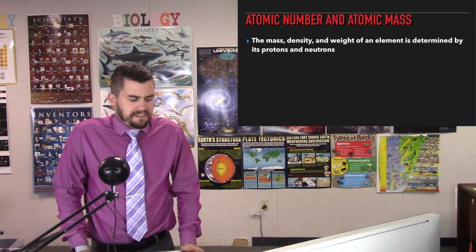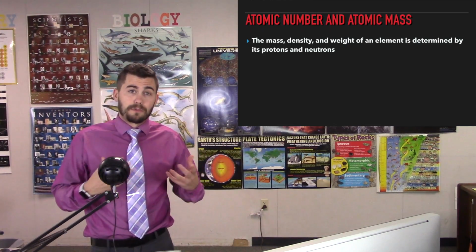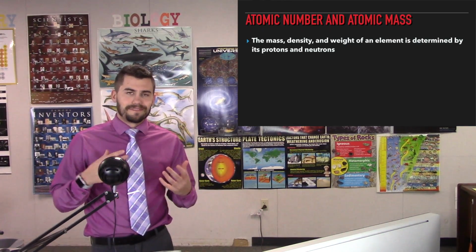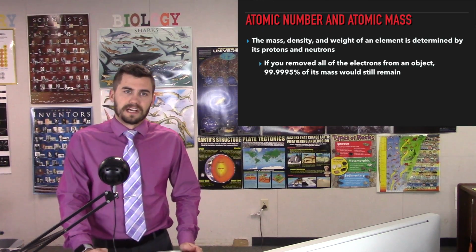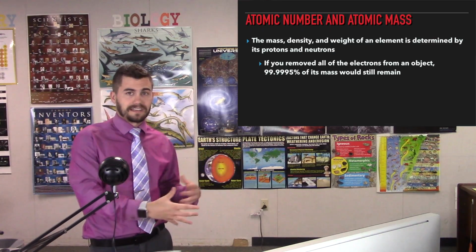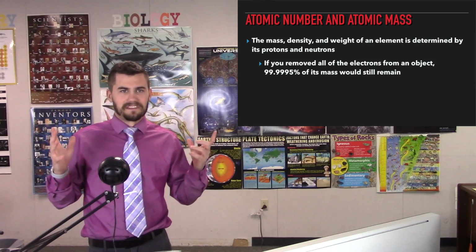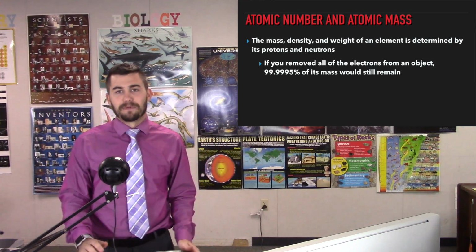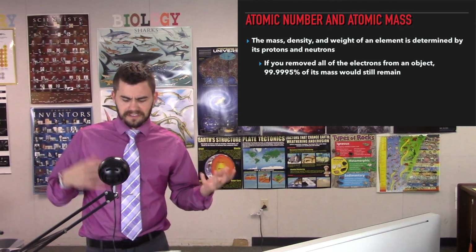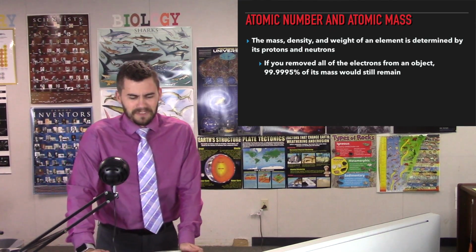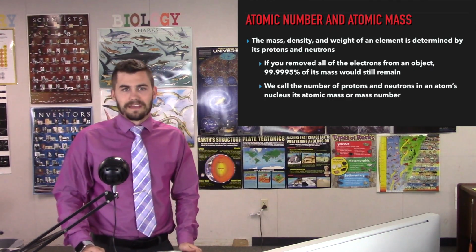So when it comes to studying matter and the physical properties of matter too, for example, mass, density, weight, all that stuff, that is determined by the number of protons and neutrons. If I took any object and I removed all of the electrons from it, 99.9995% of its mass would remain. Now the material would be completely altered because it would have no electrons. It'd be very bizarre, exotic type of matter, but virtually all of its mass would still be there.